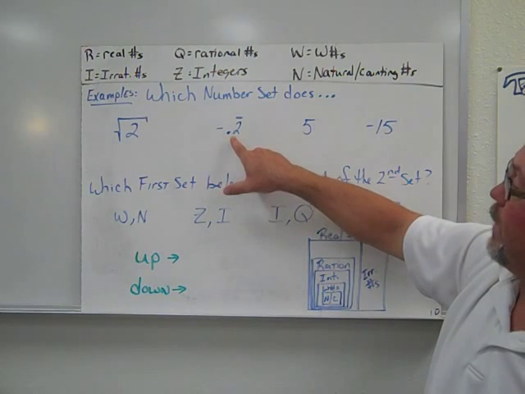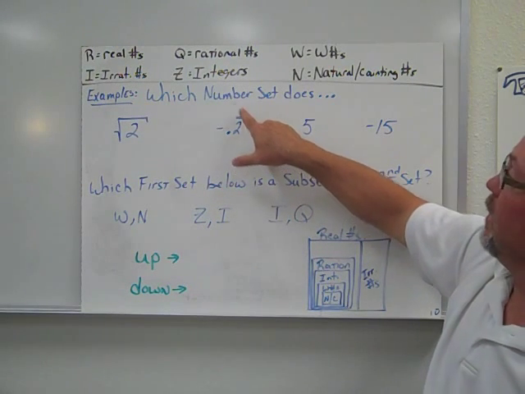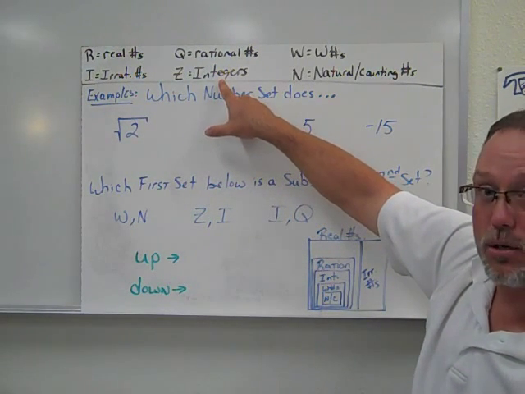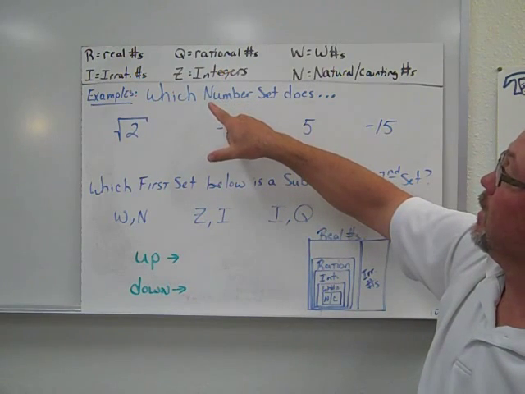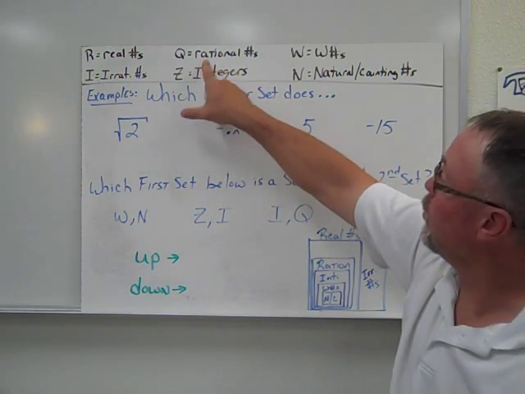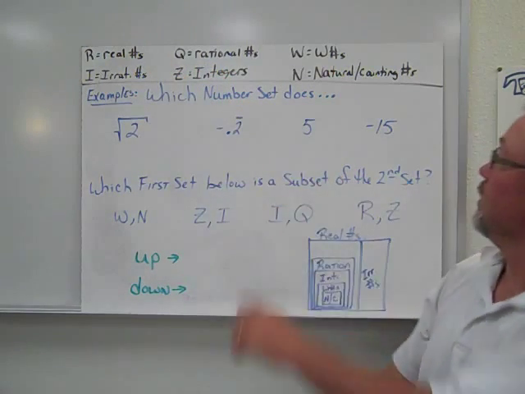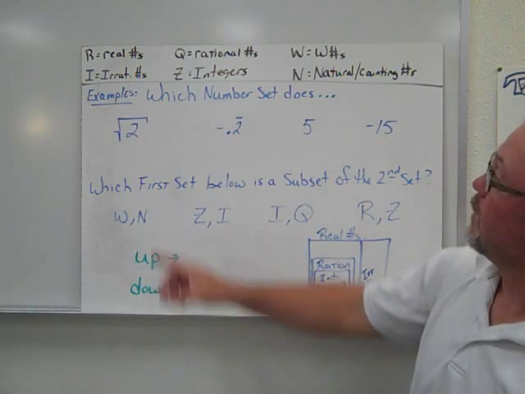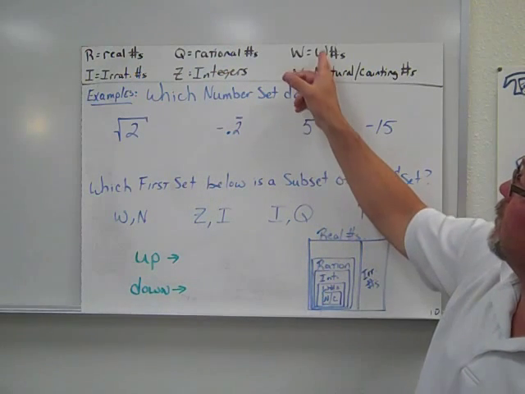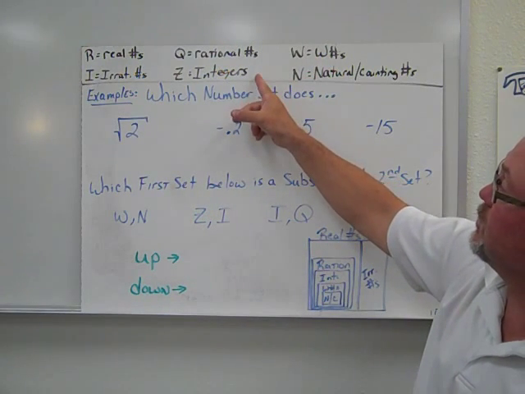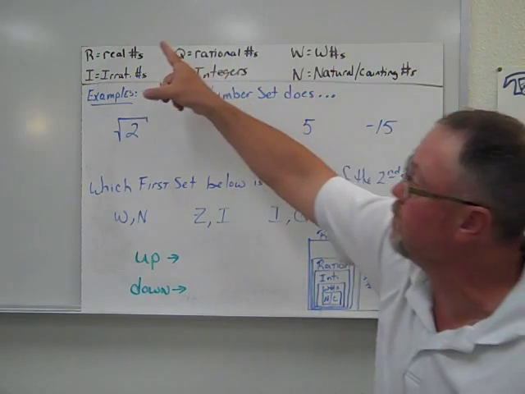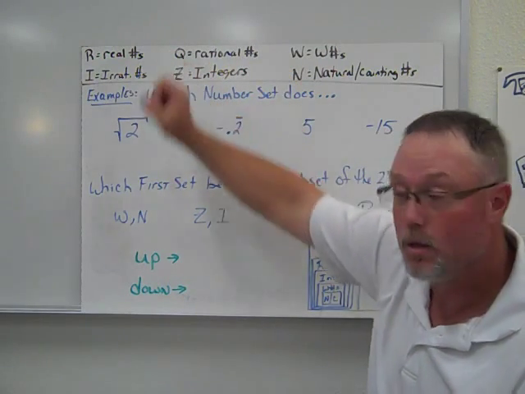Negative 0.2 repeating. This could be a part of an integer. It can be a part of a rational number, and it's a part of the real numbers. 5 could be a natural counting number, could be a whole number, could be an integer, could be a rational number, could be a real number.